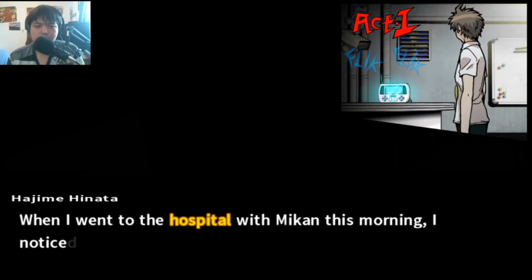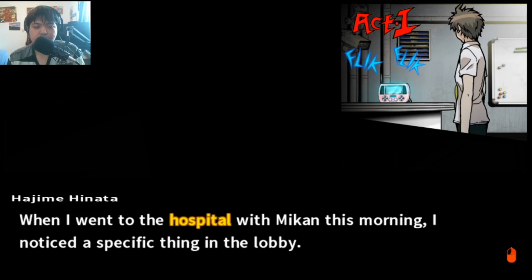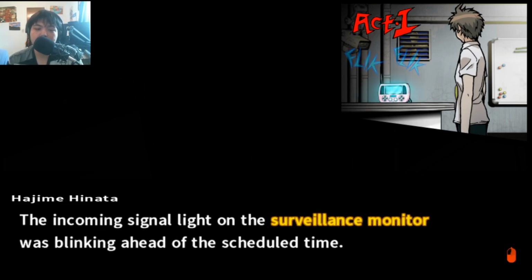When I went to the hospital with Mikon this morning, I noticed a specific thing in the lobby. Like, how did they kill Ibuki Hyoko? The incoming signal light on the surveillance monitor was blinking ahead of the scheduled time.